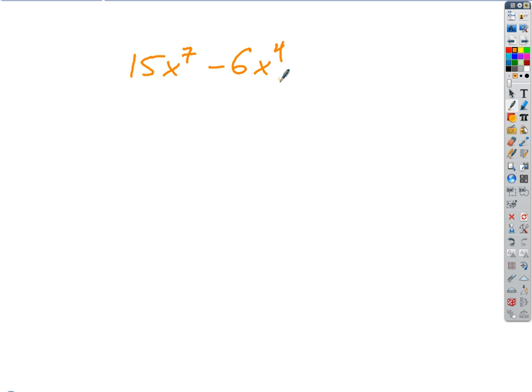So you've got to think of the number part and the variable part, really. What goes out front? What's the biggest number that goes into both 15 and 6? 3. Okay, what about the variable part? What's the most I can strip away from those terms? This one could give me up to x to the 7th. This one only gives me x to the 4th.